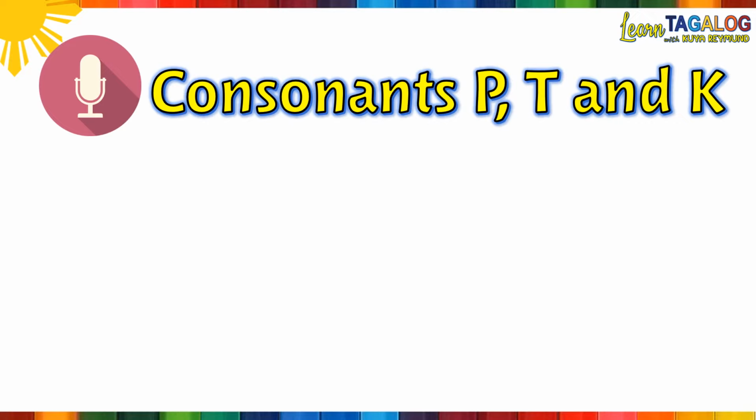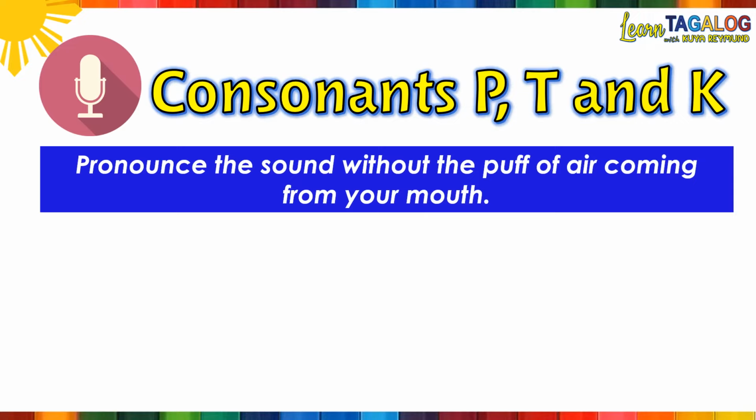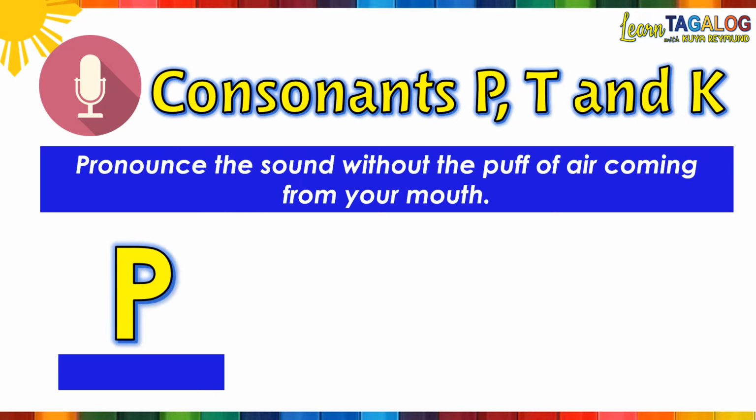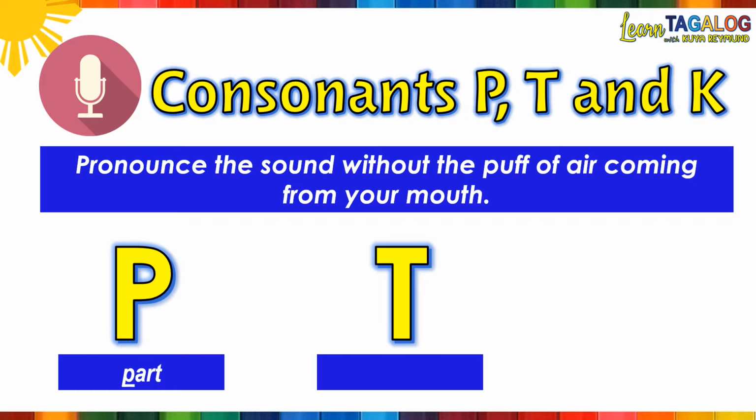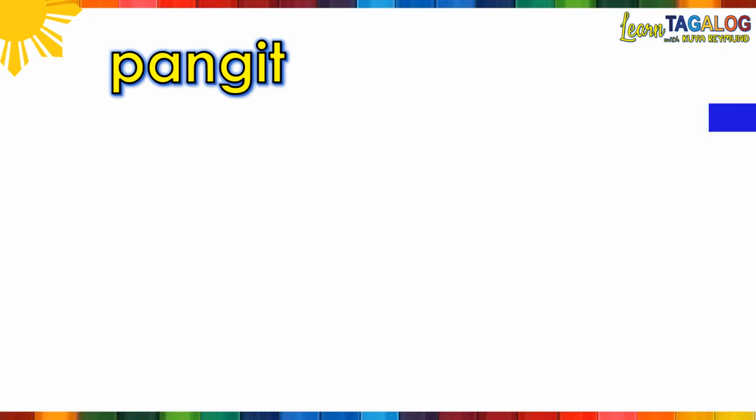Next, we have the consonants P, T, and K. Pronounce the sound without the puff of air coming from your mouth. This is what we are going to remember when we are pronouncing the consonants P, T, and K. We have here P as in part, T as in star, and we have K as in the C in care. We have here some examples.